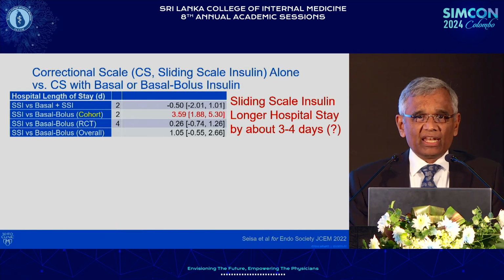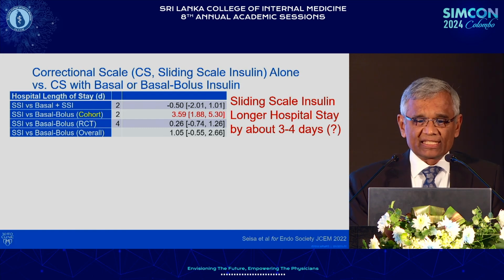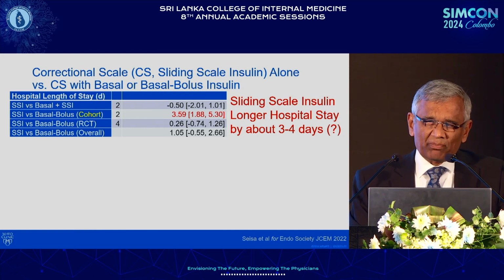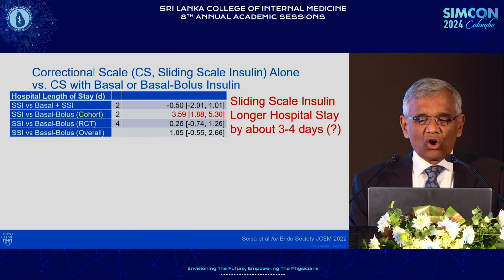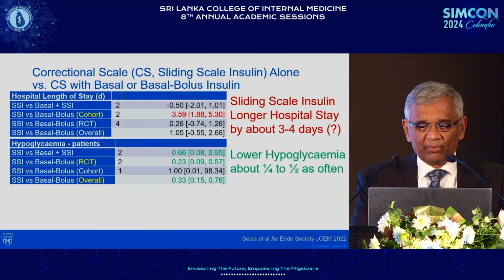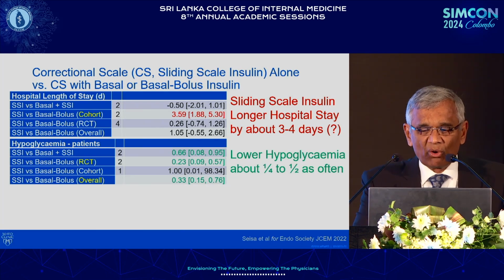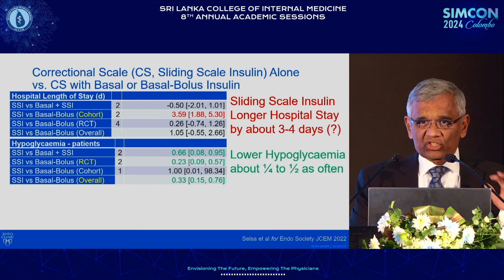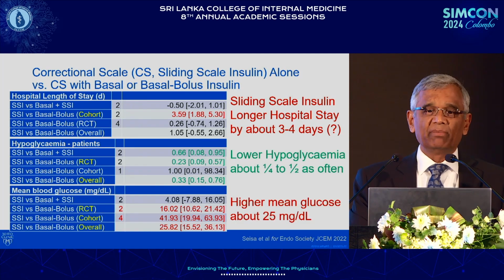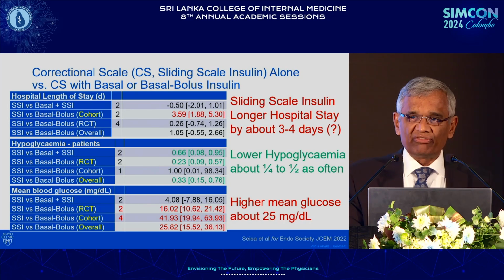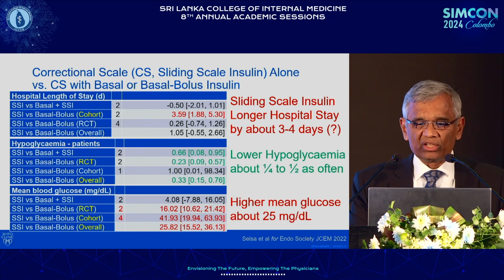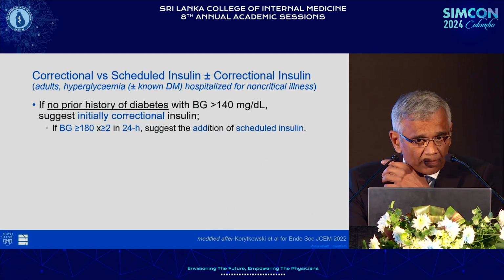In analysis of various studies and meta-analysis about sliding scale insulin, it appears that sliding scale insulin is associated, possibly in cohort study, with a longer hospital stay by 3 to 4 days. There is lower risk of hypoglycemia, about half or 1/4 of what is in scheduled insulin doses, but much higher mean glucose is shown by RCT and by cohort study, and overall about 25 milligram per deciliter higher glucose concentrations if sliding scale insulin alone is used as a treatment plan.